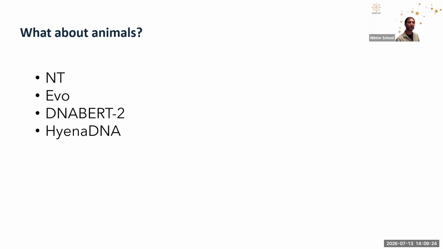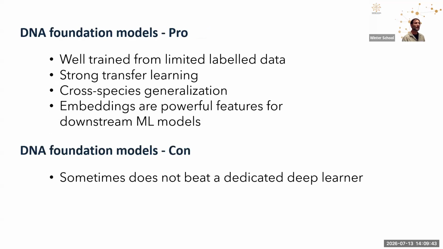What about animals? I know some people here are not from a crops background, but more working with livestock, cattle. Well, there are various foundation models that are trained on mammalian DNA, and I've listed 4 here. Again, you'd need to read the papers to understand which ones are best for the species that you're working with. So one of the great things about these models is you can actually do cross-species stuff.